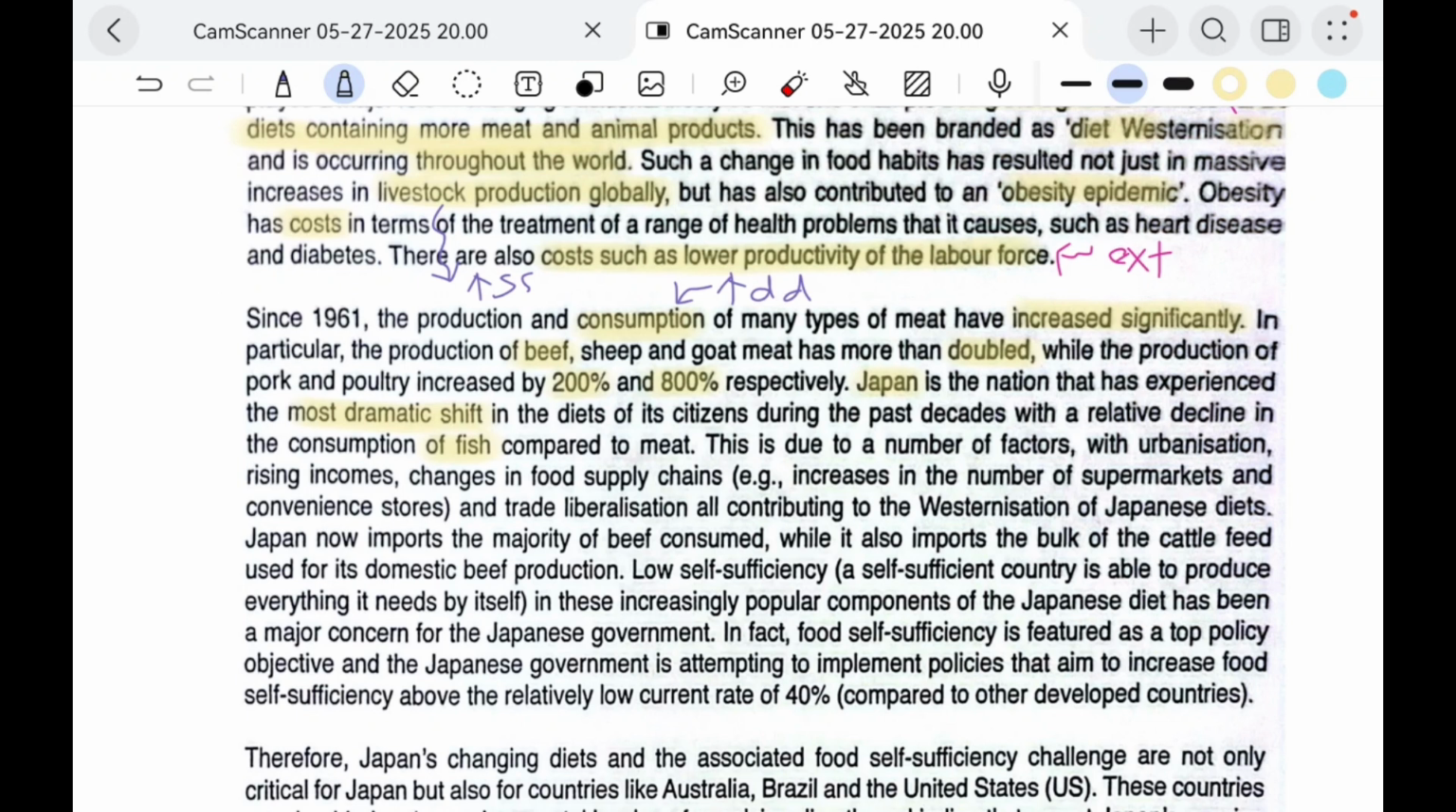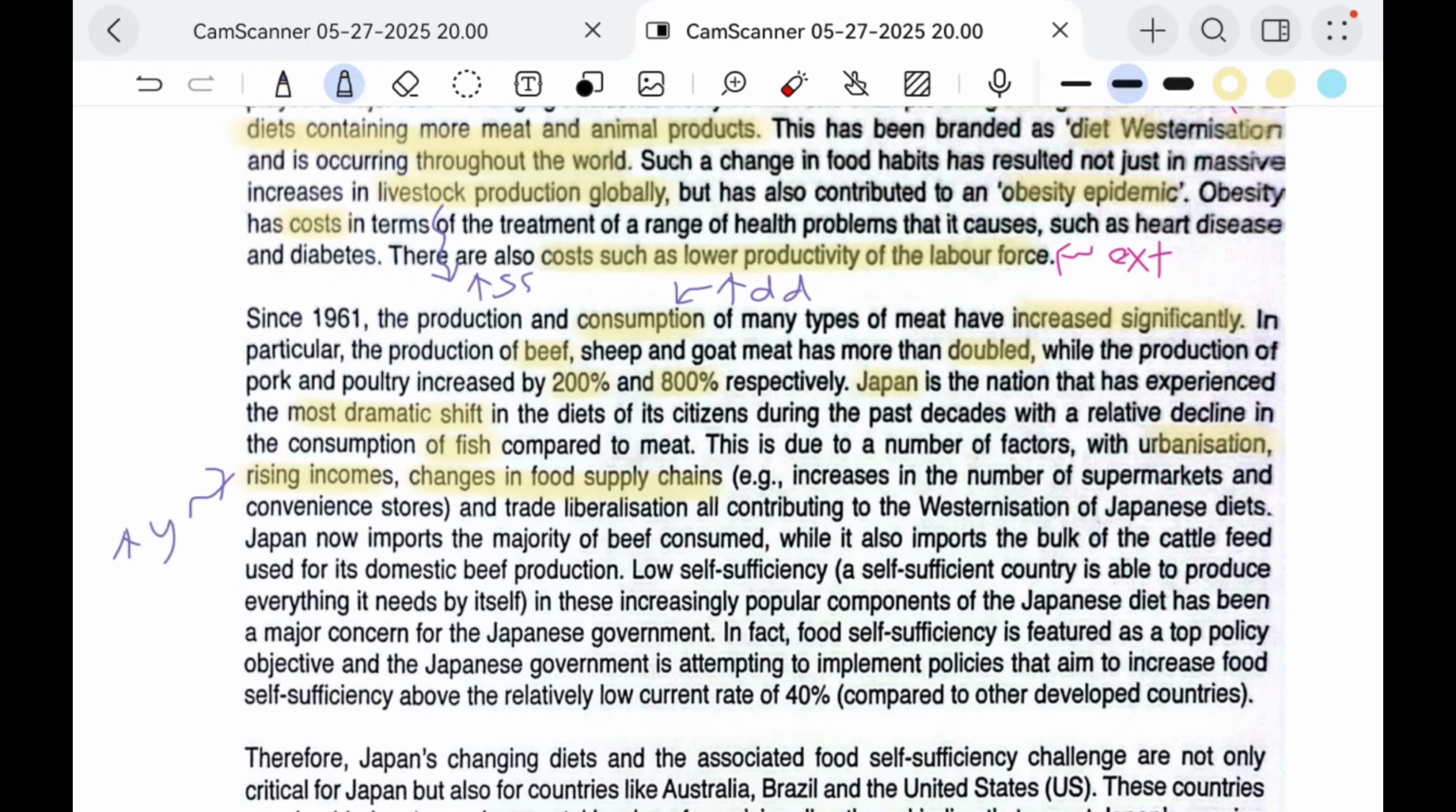So they say a number of factors, with urbanization, rising income, changes in food supply chain. Okay, so here is an interesting point, because when they talk about rising income, people are richer, they can afford meat, which tends to be more expensive, especially beef. So here may be something to do with YED perhaps, but we can just state here.